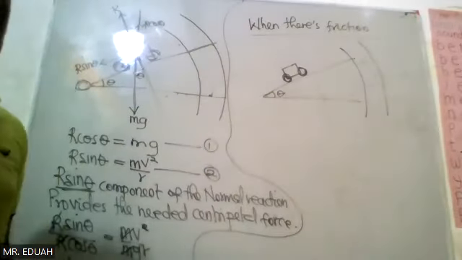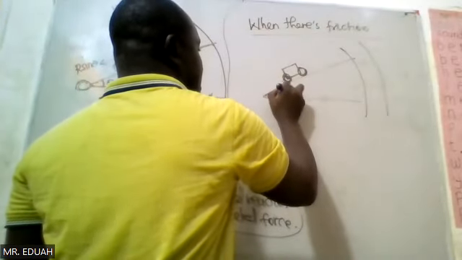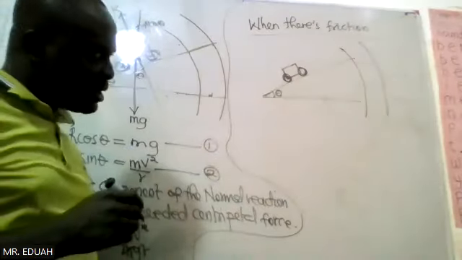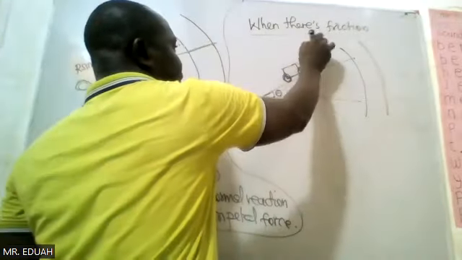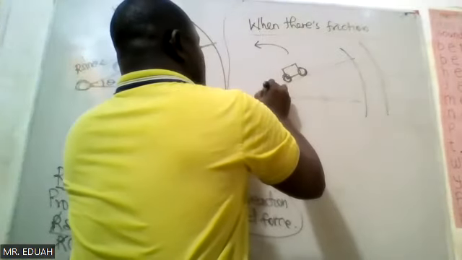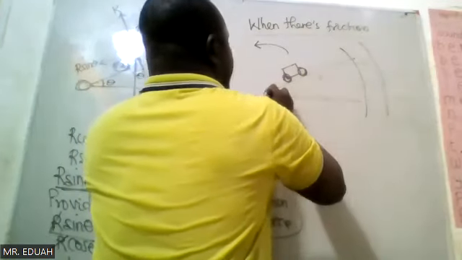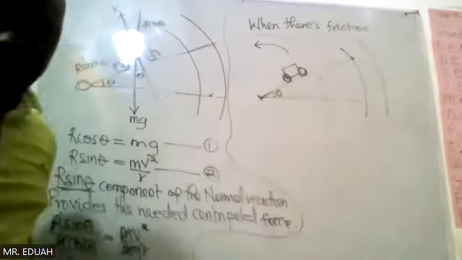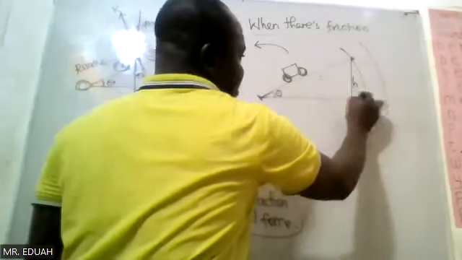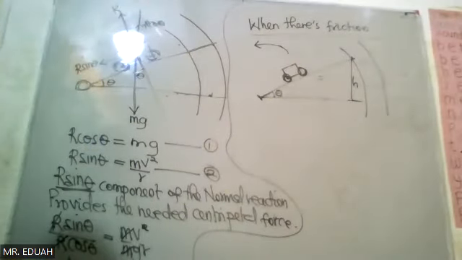This is a car, a very beautiful car. The banking angle is theta. Now, this car is moving in this direction on a road of width W. So from this point to this point is the width of the road. This is the vertical height of the road, H. So this is it.